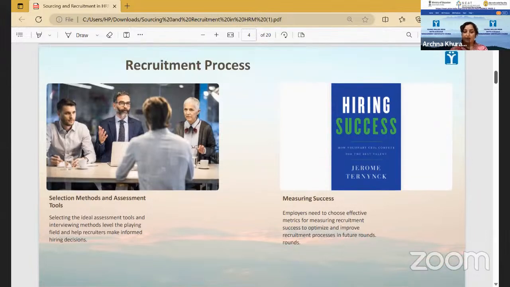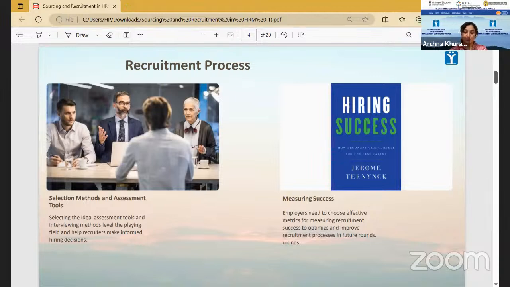Then third part of this process is selection methods and assessment tools. So like you guys were just talking about, different kinds of interview rounds happen, tests happen, mental ability, aptitude test or attitude test, or psychometric testing. All these kinds of tests are designed in the organization by various people, subject matter experts or technical people who have the certifications or right kind of qualification to design these assessment tools for recruitment, through which then we recruit.